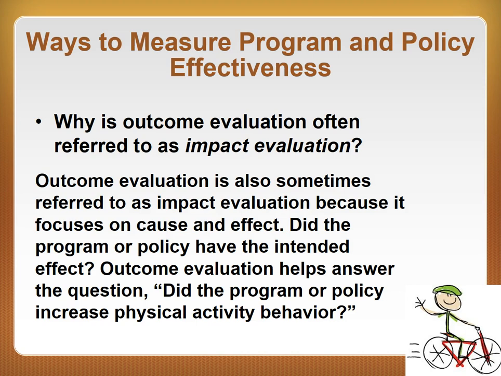Outcome evaluation metrics for physical activity programs or policies could include minutes per week that the target population engaged in moderate or vigorous intensity physical activity, changes in their physical fitness levels, the percentage of the target population meeting physical activity guidelines, or the number of people using a new bicycle lane.